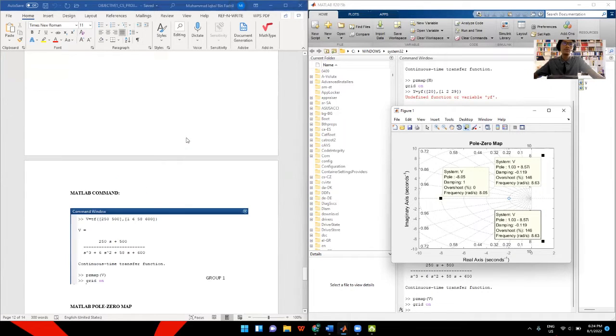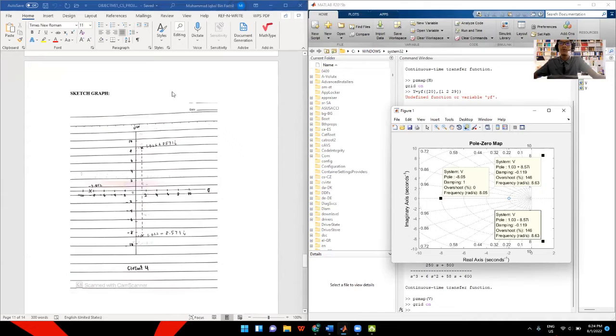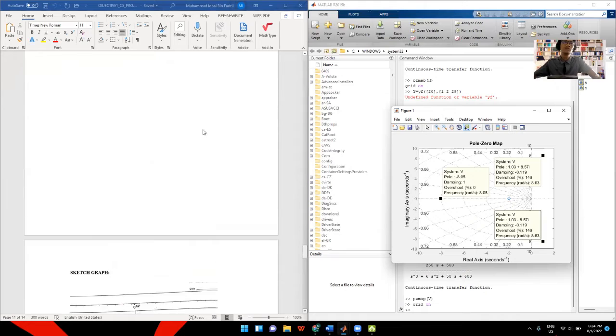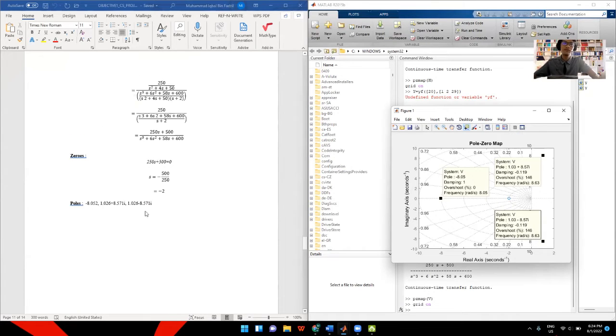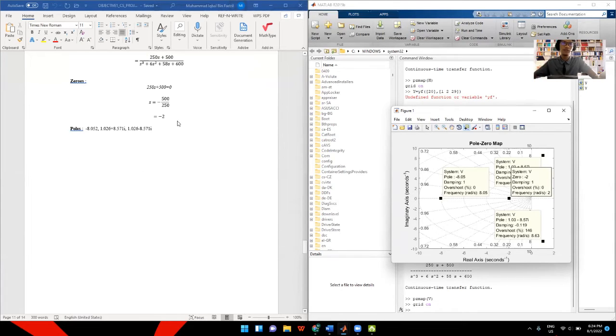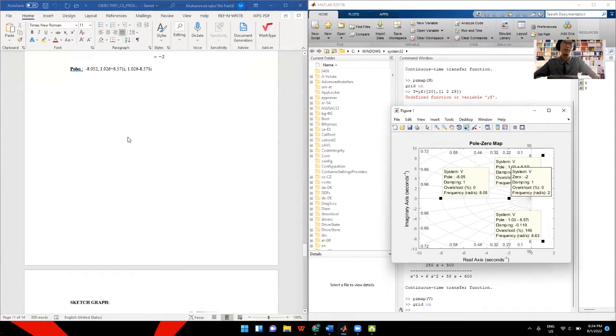You have three values: negative 8.05, and 1.03 plus 8.57i, and 1.03 negative 8.57i. So you get the same value, and this is the zero, negative 2. Yes, we get negative 2. So the calculation is the same.